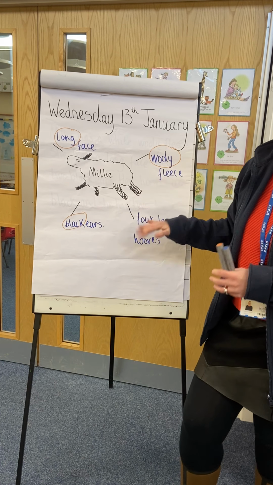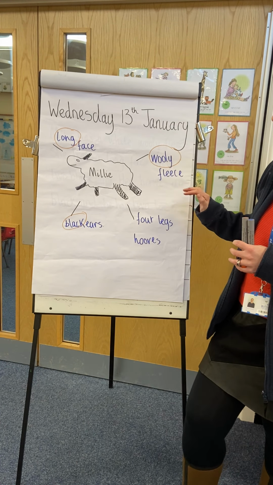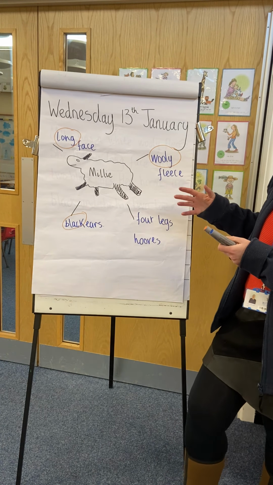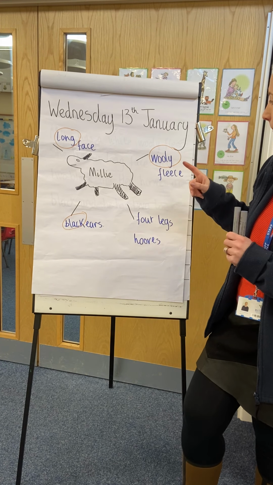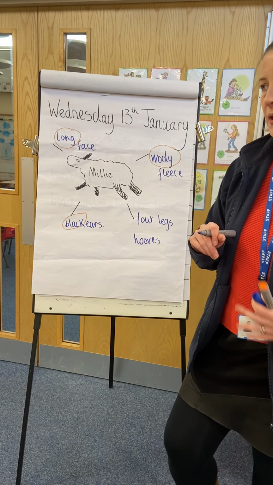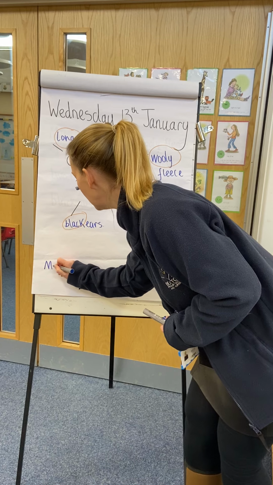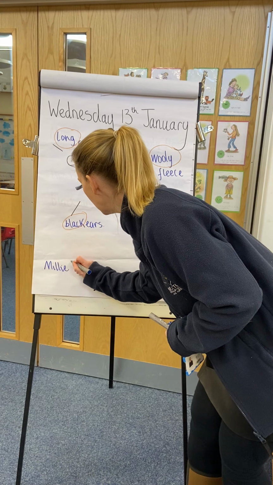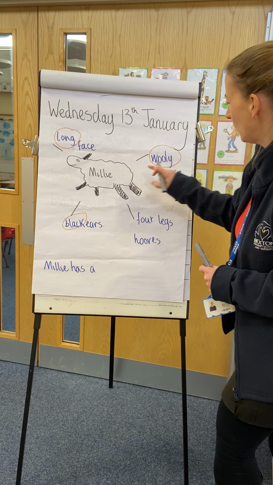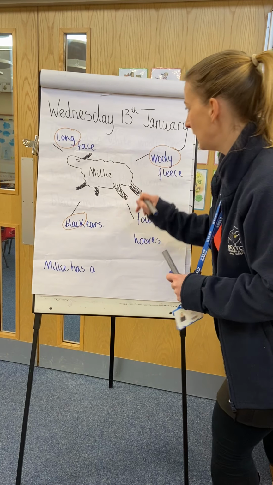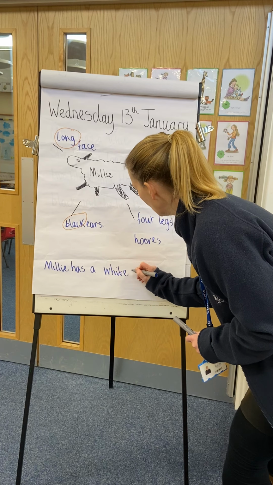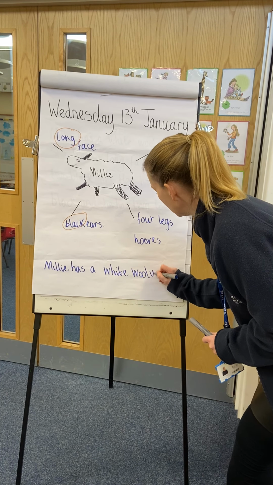So what we need to do then, we've got all our ideas, and our next job is to put those words into sentences. So I'm going to have a go at doing one. So I'm going to say Millie, because that's her name, and it's the start of a sentence, and it's somebody's name, so we have to make sure we've got a capital letter. Millie has. I'm going to start with woolly fleece. And what colour is her fleece? I know that it's white. Millie has a white woolly fleece.